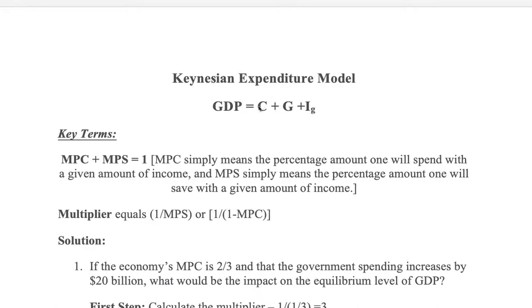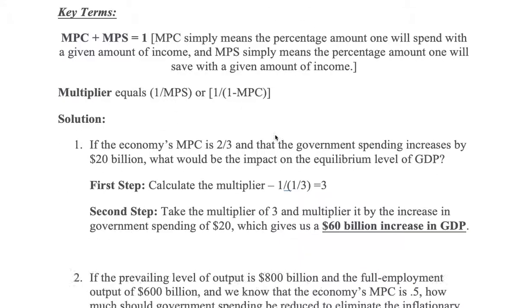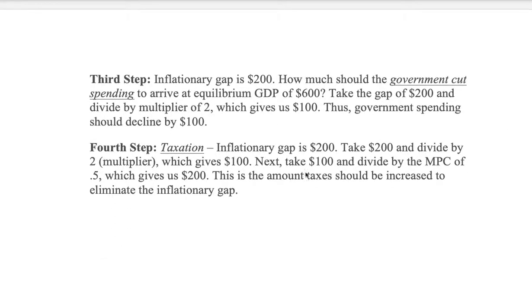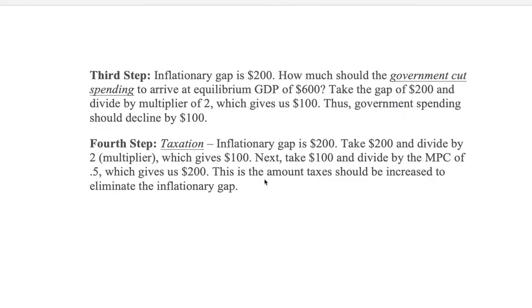And lo and behold, let's go back up here. I got a C. And your consumption is predicated upon your level of income. So if your income goes down, your consumption will likewise decline. That's critical when we look here at taxation. So focus on the gap. We have an inflationary gap of 200. I want to know how much should the government increase its taxes to reduce this inflationary gap?